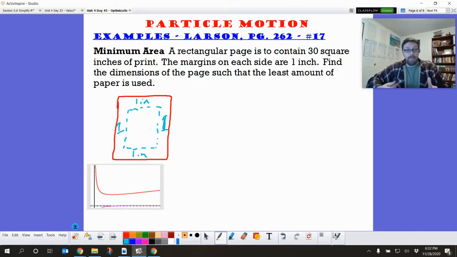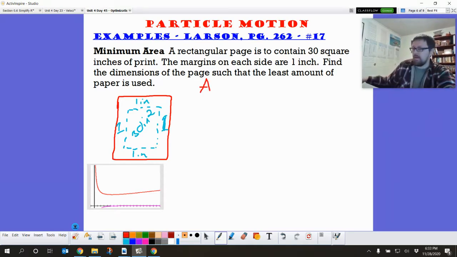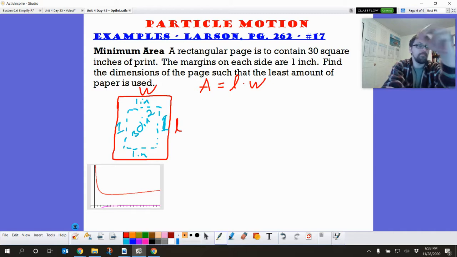I know that the space inside of here is 30 inches squared. I don't know its length and width, but I know it's 30 inches squared in there. Did I write a 6? Why did I write a 6? Okay. I also want to know something about the area of the paper. The area of my paper is going to be length and width again. Here's my length, there's my width.